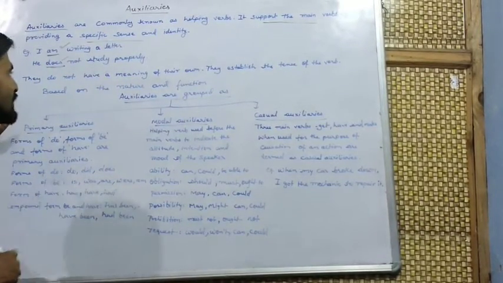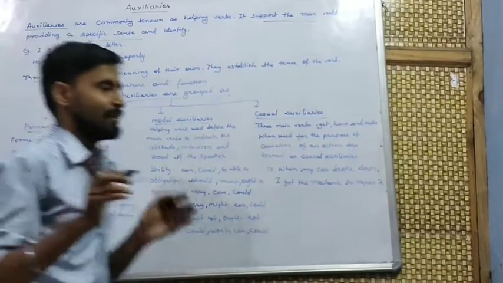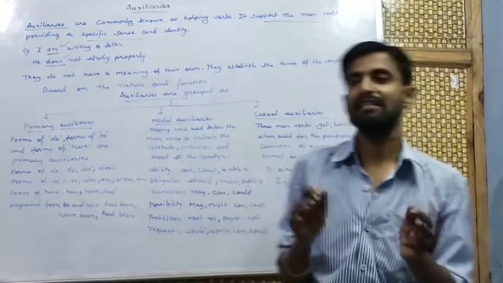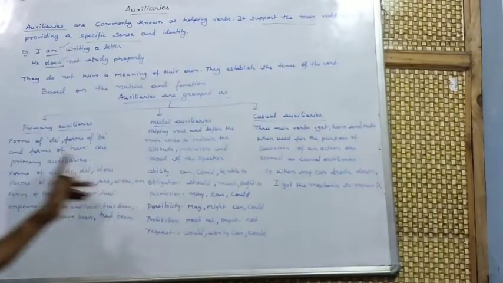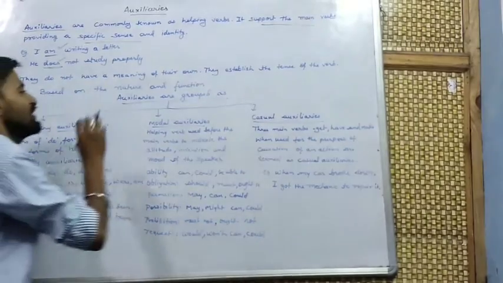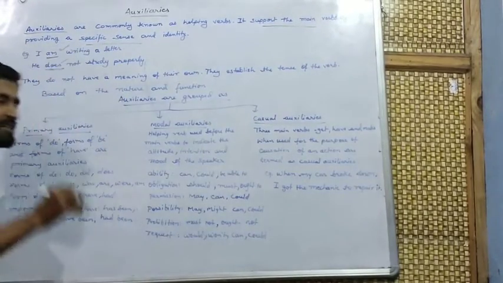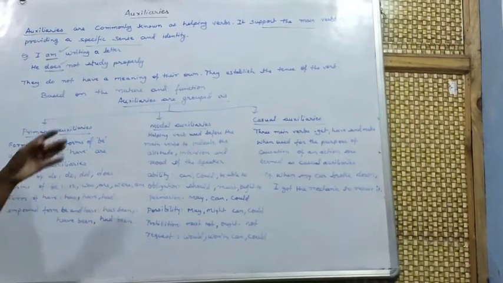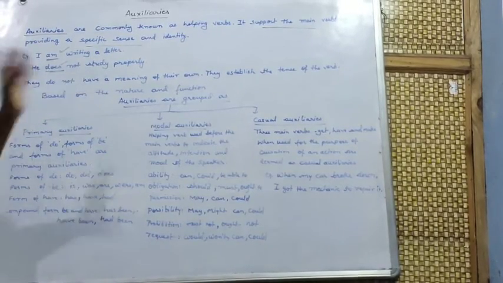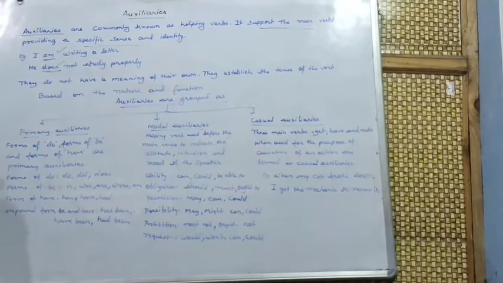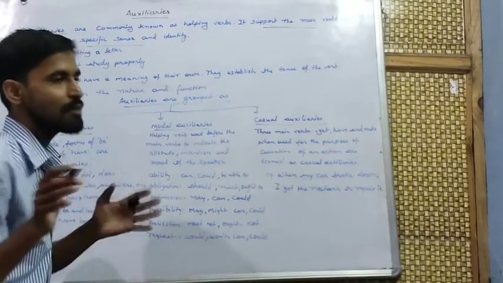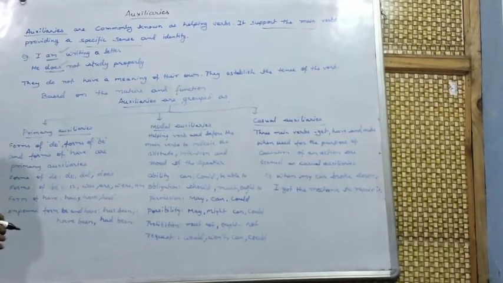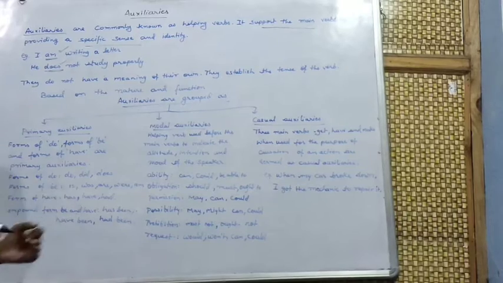Now, based on the nature and the function, auxiliaries are divided into three groups: primary auxiliaries, modal auxiliaries, and causal auxiliaries. These are the three divisions on the basis of nature and function. First, we will describe the primary auxiliaries. Primary auxiliaries means the forms of do, be, have, and primary modals.